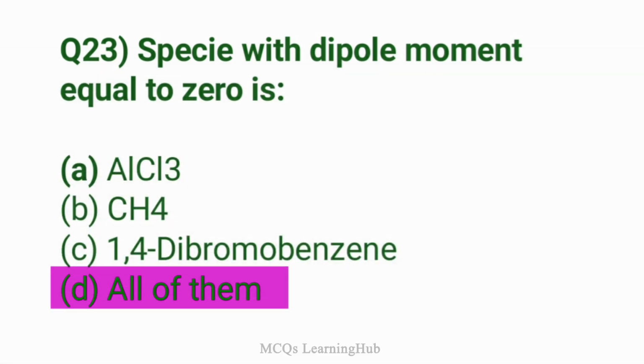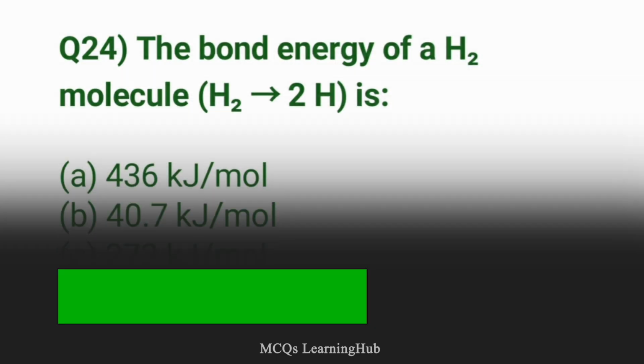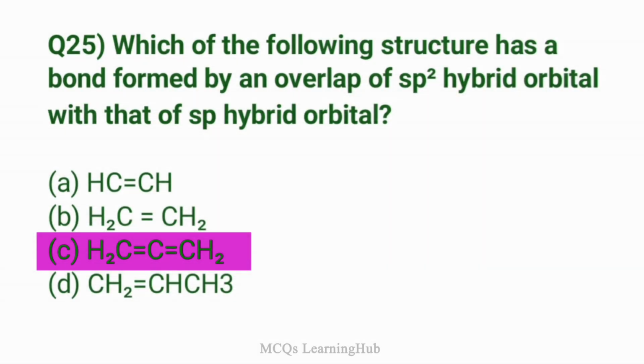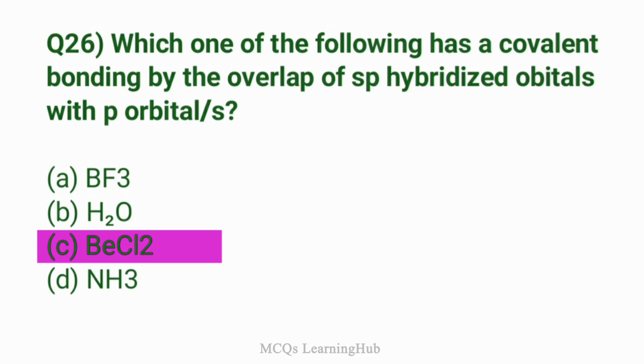Species with dipole moment equal to 0 is option D, all of them. The bond energy of H2 molecules is option D, 436 divided by Avogadro's number. Which of the following structure has a bond formed by an overlap of sp2 hybrid orbital with that of sp hybrid orbital? Option C, H2C double bond CH2. Question 26. Which one of the following has a covalent bonding by the overlap of sp hybridized orbital with p orbital by s? Option C is correct.